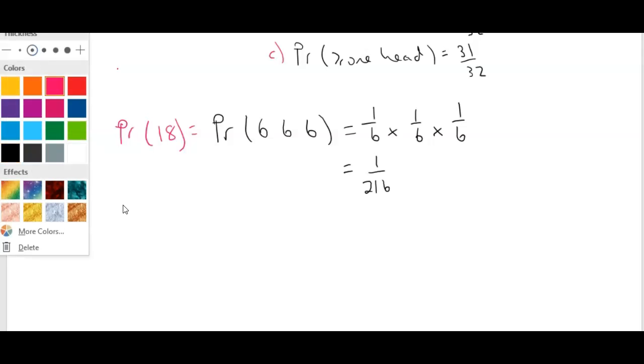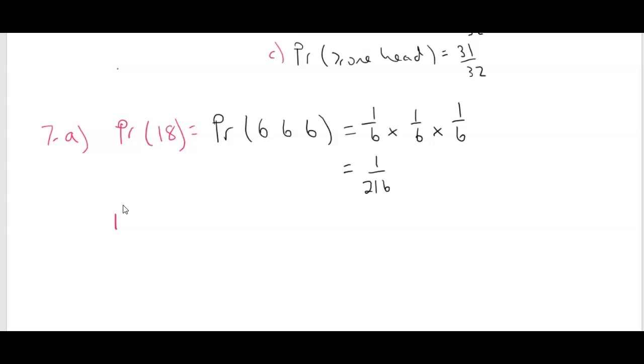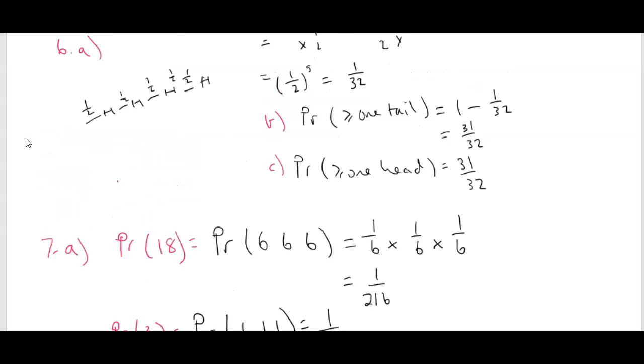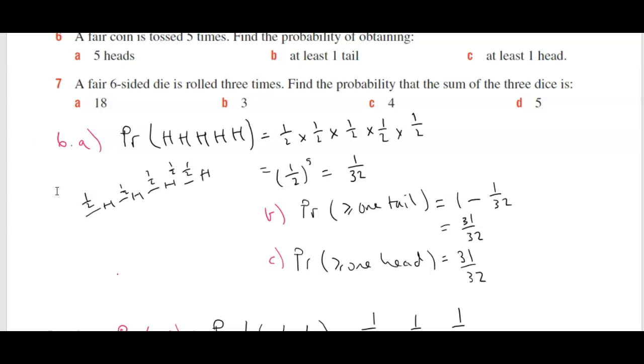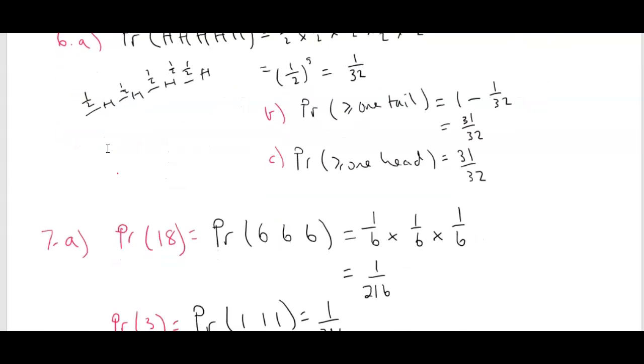Okay, probability of getting a 3. So I'm just going to write this here. Now to get a 3, we've got rolling it 3 times, we have to get 3 1s in a row. Okay, so that's also going to be 1 in 216. Same thing, because the probability of getting 3 6s is the same as getting 3 1s in a row. All right, question C, which is 4.